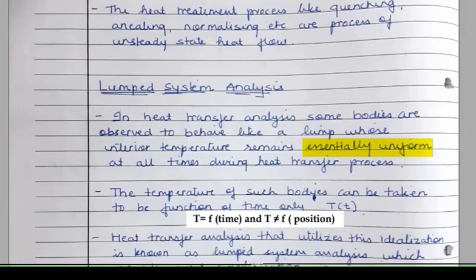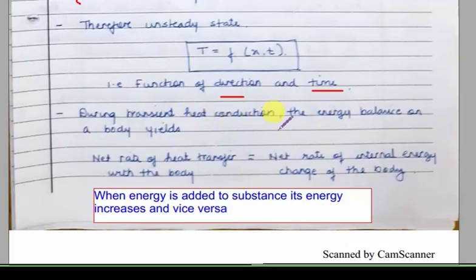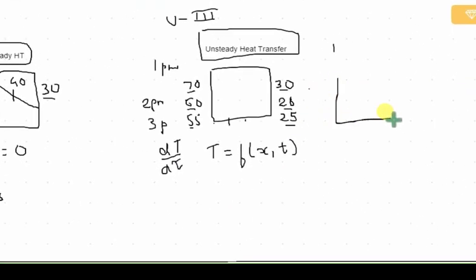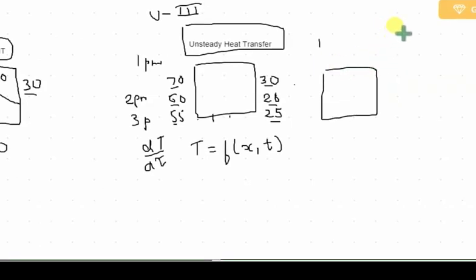Now during transient heat conduction, how can you write the energy balance equation? The net rate of energy transfer from the body is equal to the net rate of change of internal energy. Again I will take a small example. This is the body. This body has been placed in an environment of temperature T infinity and heat transfer coefficient h. Let the body be at a temperature of 50 degrees and the surrounding be at a temperature of, say, 25 degrees. Usually we take the surrounding temperature as 25 degrees.